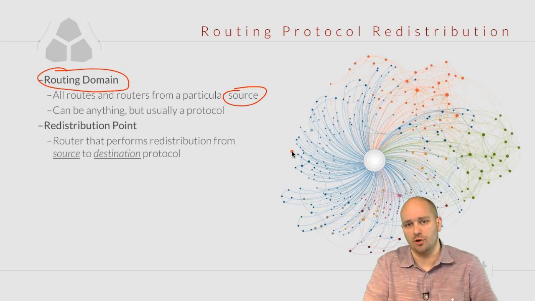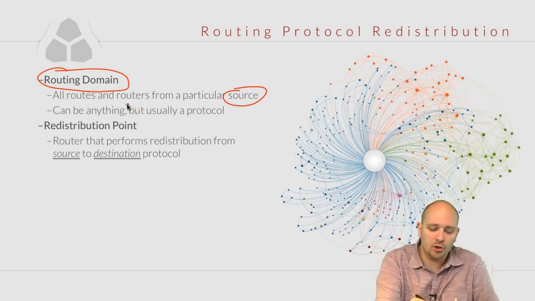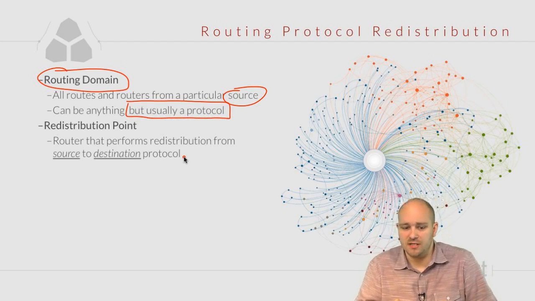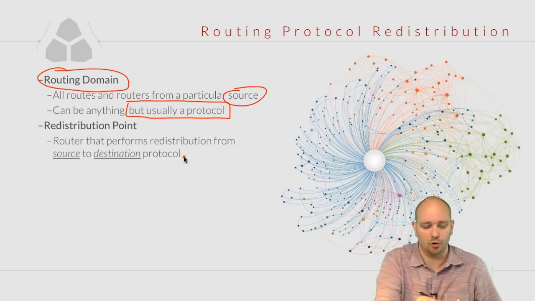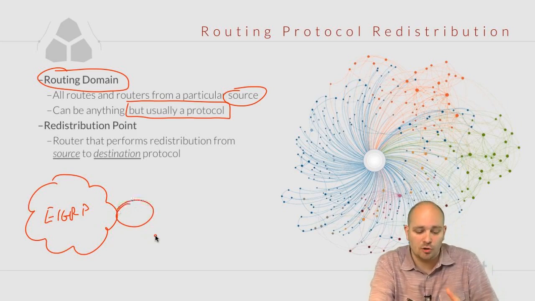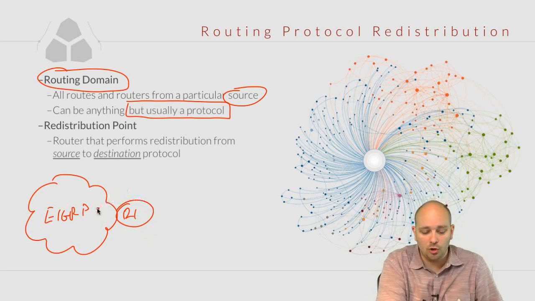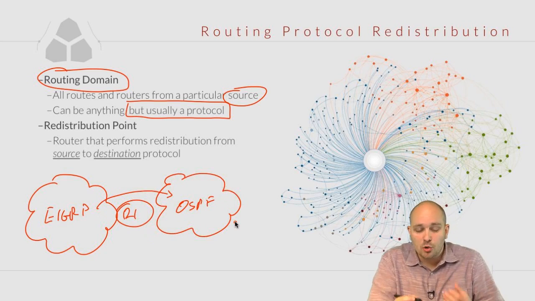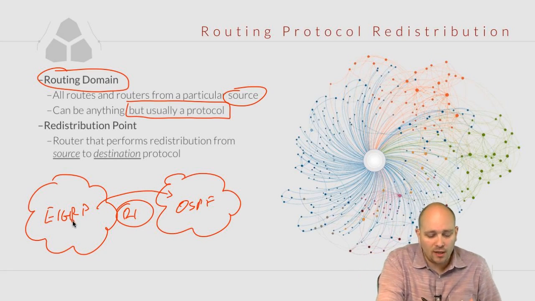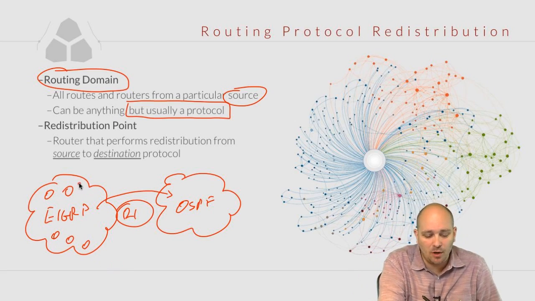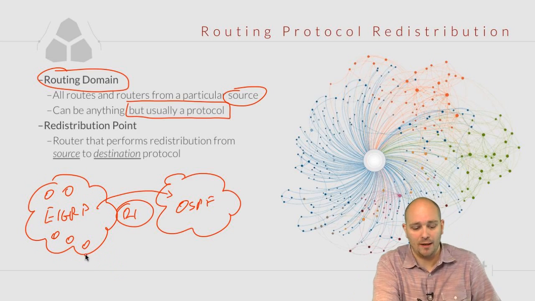Now, what is this source going to be? It can be anything, but when we are talking about a routing domain in terms of redistribution, we are usually talking about the protocol. So let's say that we had some routes and they were all belonging to EIGRP. We can say that at this location here on our R1, we are going to be redistributing our EIGRP routes to, say, OSPF. So here we might define all EIGRP routes, regardless of which router they are actually coming from, as belonging to a single routing domain.